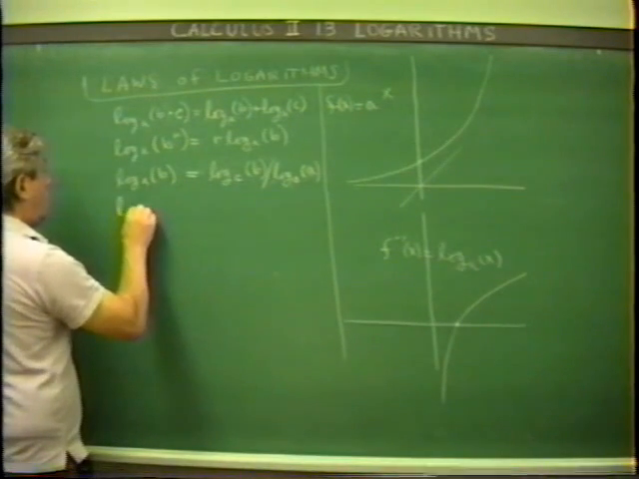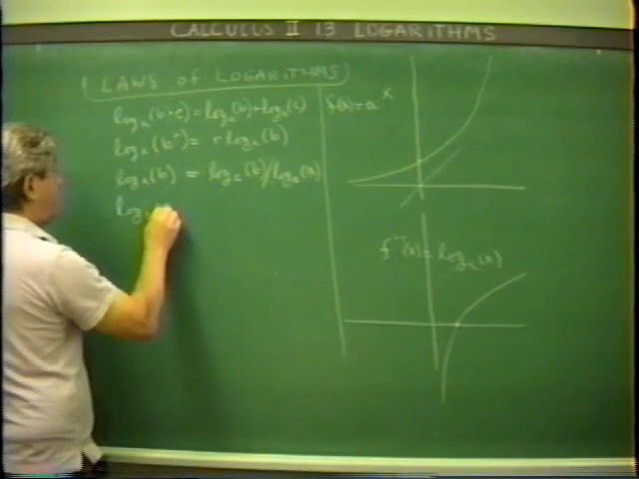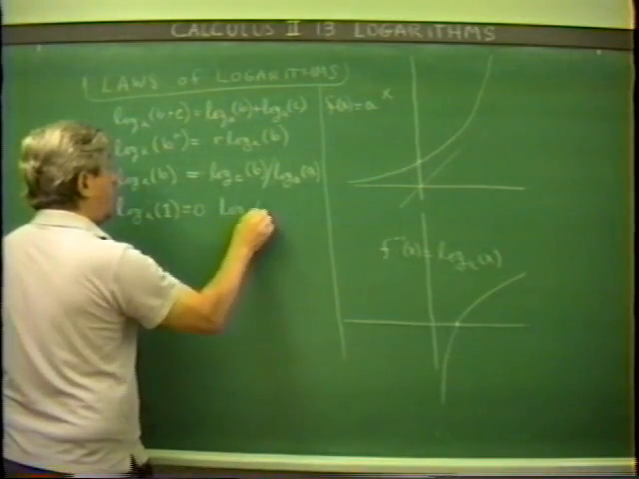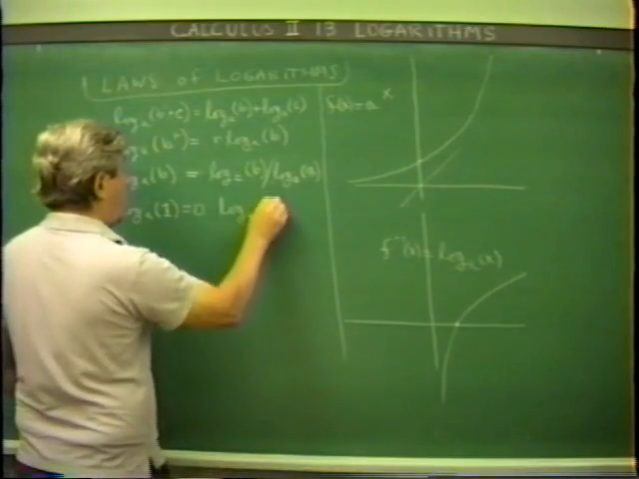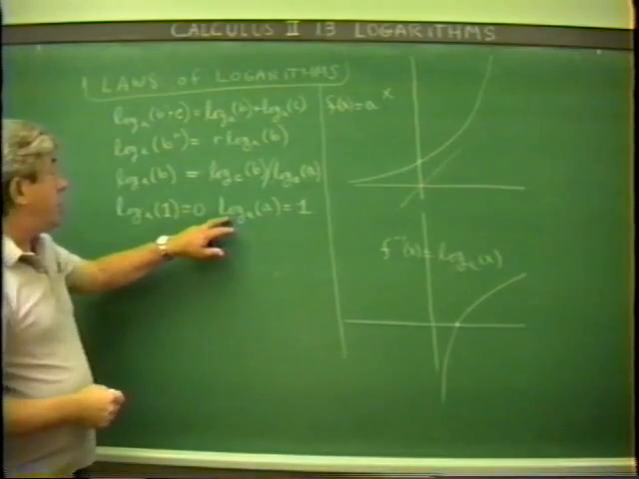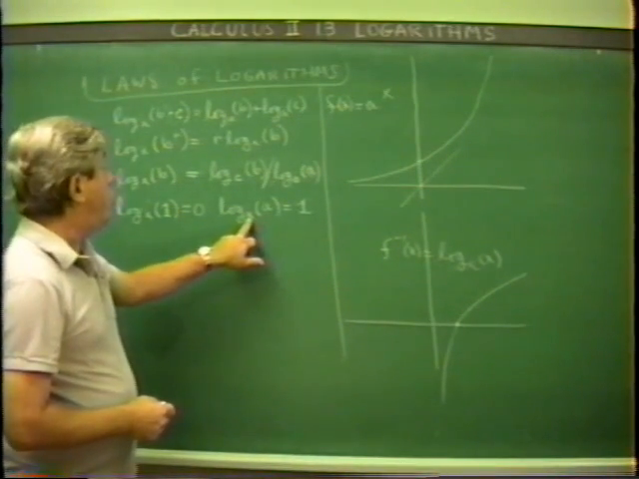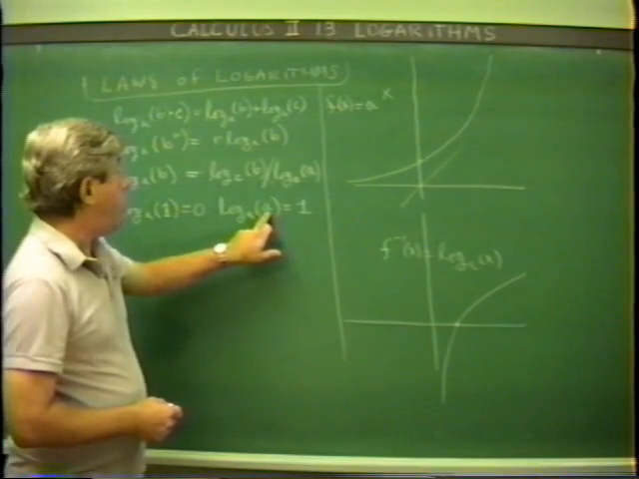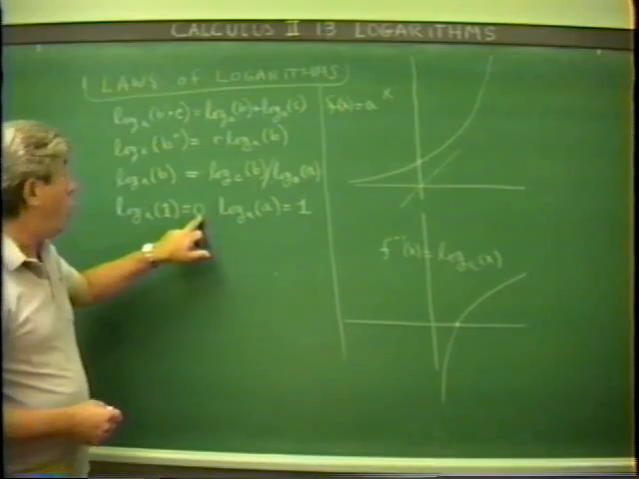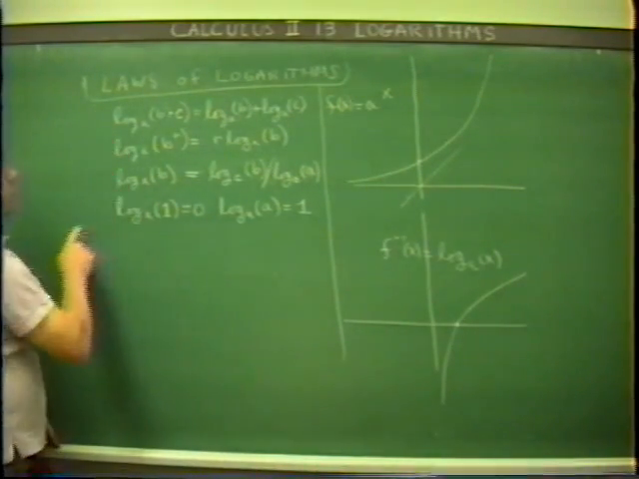Then in addition to this, log to the base a of 1 is 0, and log to the base a of a is 1. You can think of the logarithm as a question. What power should you raise a to get a? The answer is 1. What power should you raise a to get 1? The answer is 0.